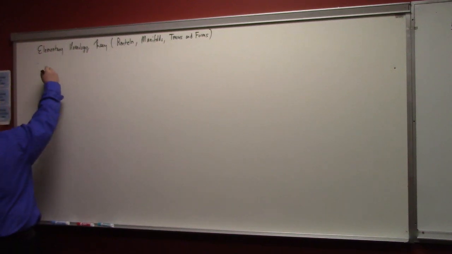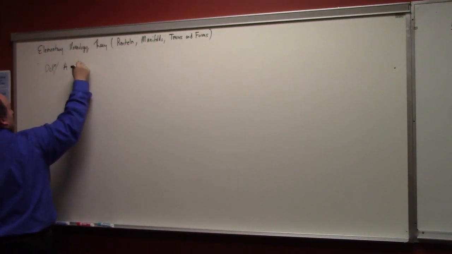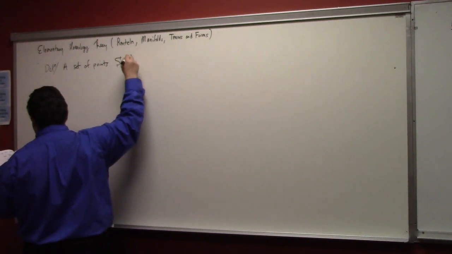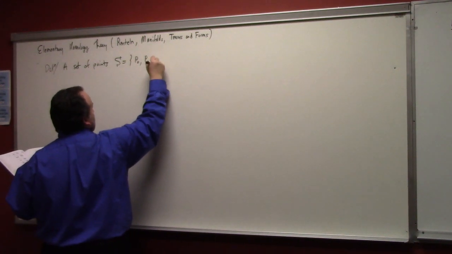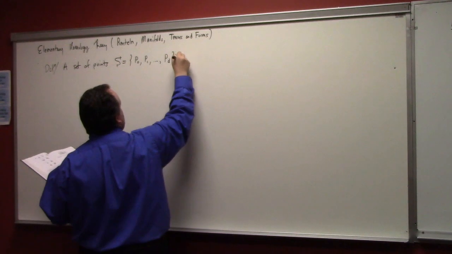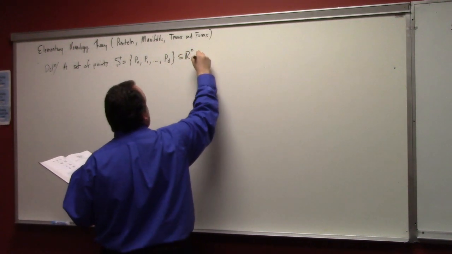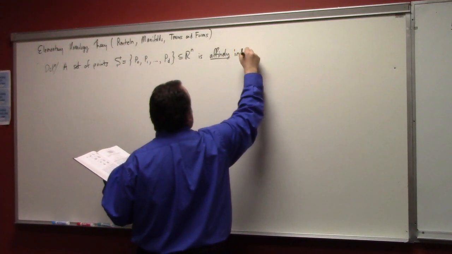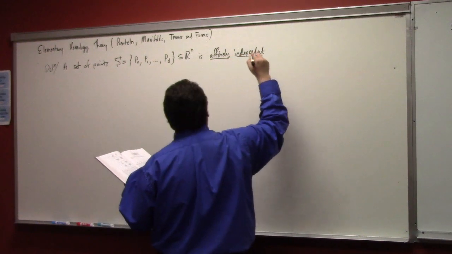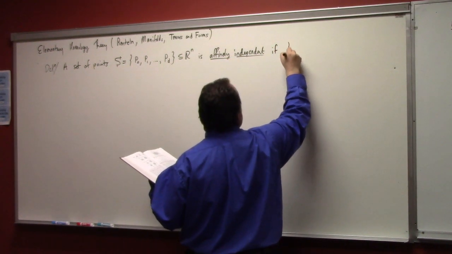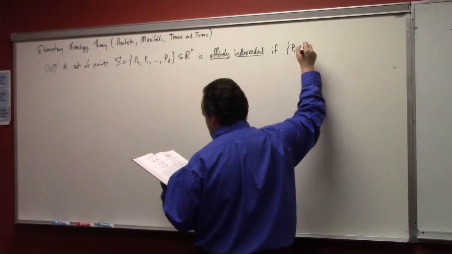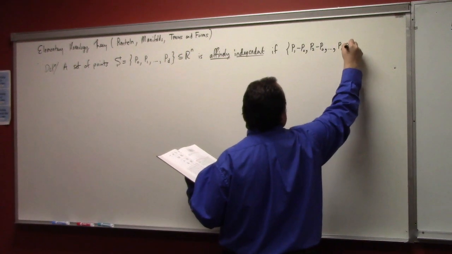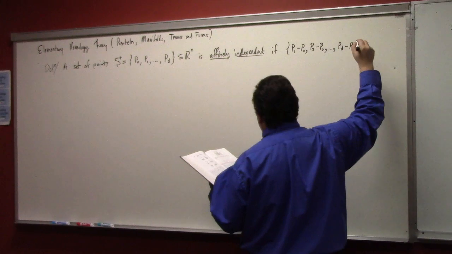So a set of points S equal to, we'll enumerate them from 0 to D, P0, P1, dot dot dot, P sub D, a subset of Rn, is affinely independent if P1 minus P0, P2 minus P0, dot dot dot, PD minus P0 is linearly independent.